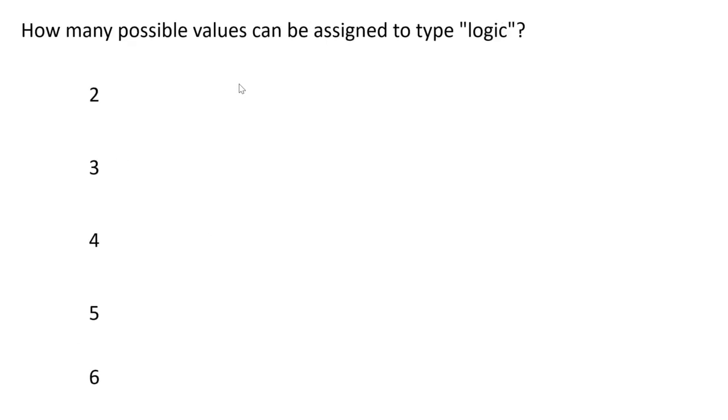How many possible values can be assigned to type logic? There's 4. There's 0, 1, Z, and X. I mentioned VHDL has more, but in Verilog there's only 4. I prefer having more because the problem is, X, sorry, scratch that. The value X means different things depending on the context.